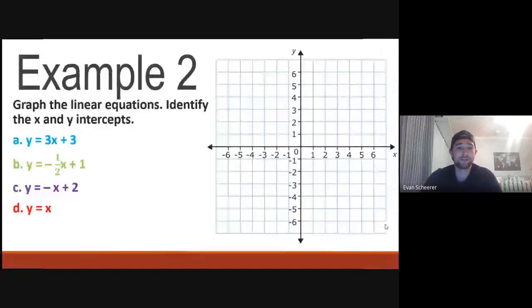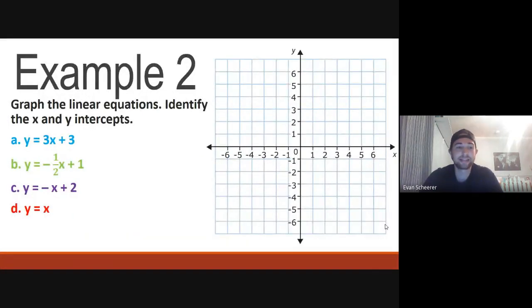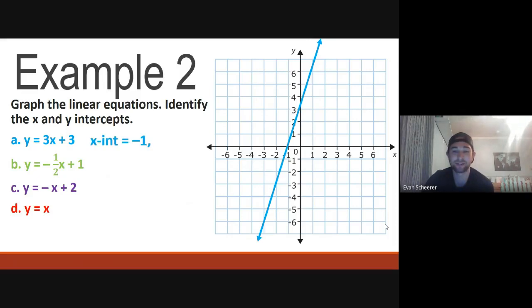So now we're going to graph these linear equations, identifying the x and y intercepts. So y equals 3x plus 3. That means we're going to start our b, our y-intercept, at 3, and then we're going to go up 3 and to the right 1, up 3 to the right 1. So this is your linear equation, that's your graph. Our x-intercept, notice it crosses the x-axis at negative 1. So x-intercept is negative 1. Notice the graph crosses the y-axis at 3, so y-intercept is 3.